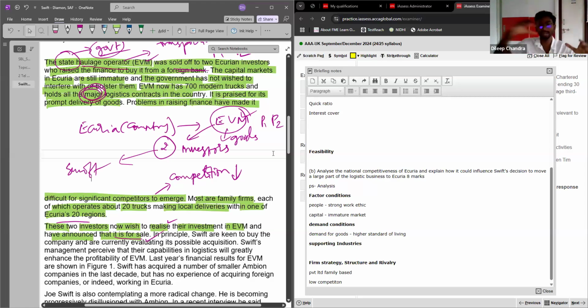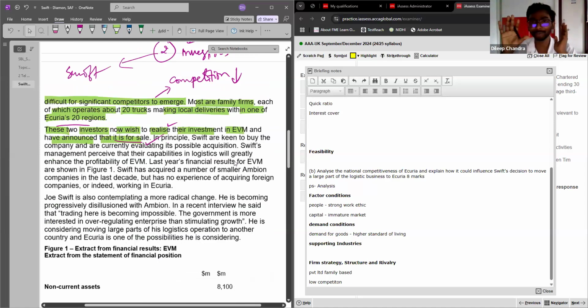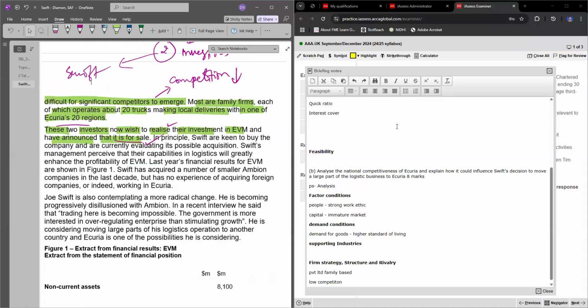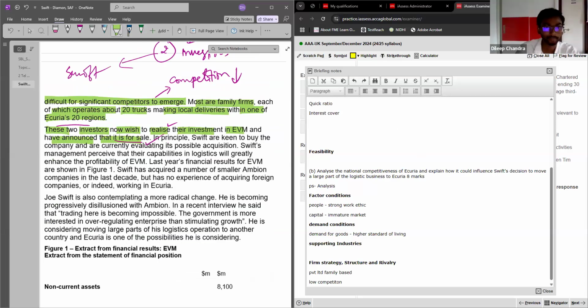Understood how the pattern went through. You guys are able to follow, right? Please give me some confirmation. Yes, sir. Yes, sir. Okay. In principle, Swift are keen to buy the company and are currently evaluating its possible acquisition.